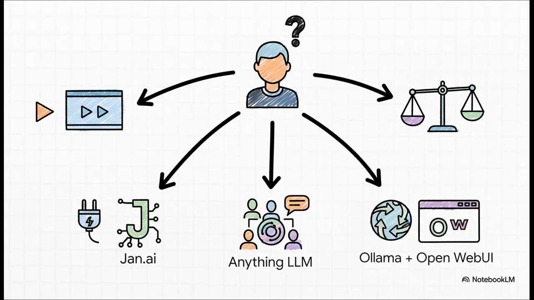So let's make this dead simple. Here's your decision guide. If your number one priority is just make it easy, grab LM Studio or GPT4All. If you're thinking, I absolutely have to be offline, then you want Jan.ai. If you're working with a team, AnythingLLM is purpose-built for you. And for pretty much everyone else who wants that perfect balance of power and amazing features, the S-tier combo of Ollama and Open WebUI is the way to go.